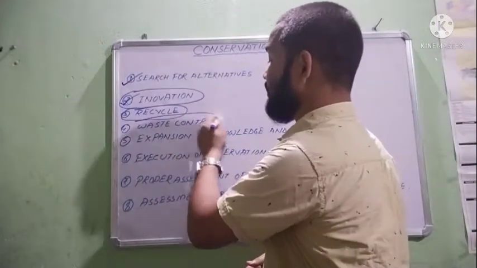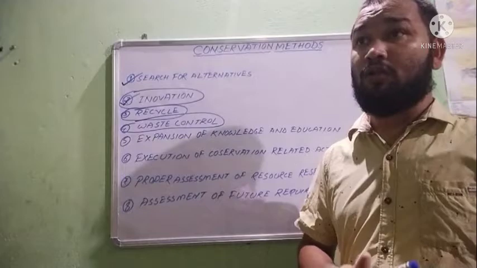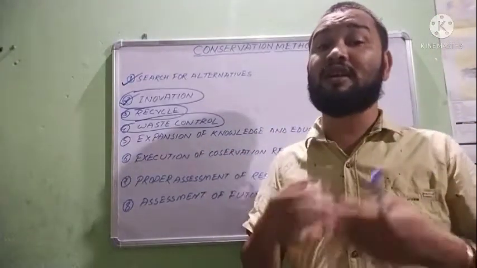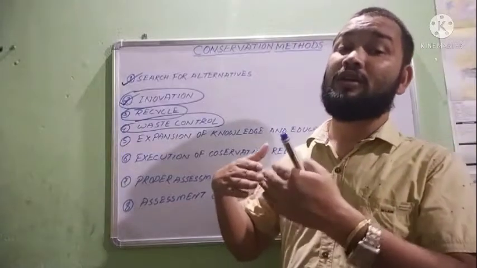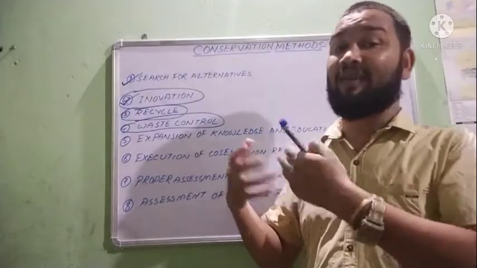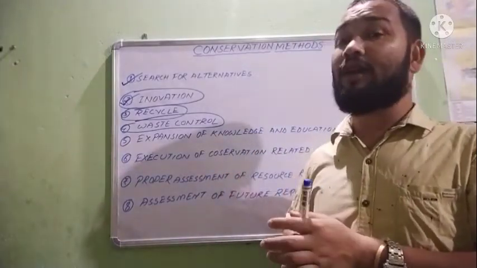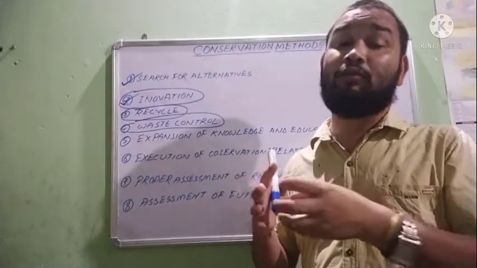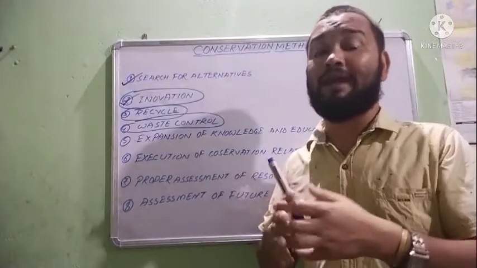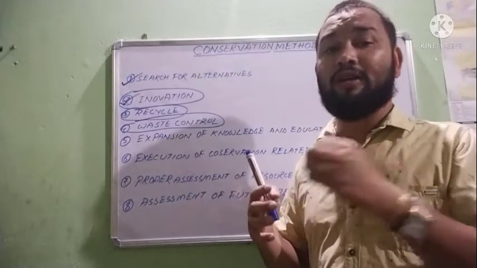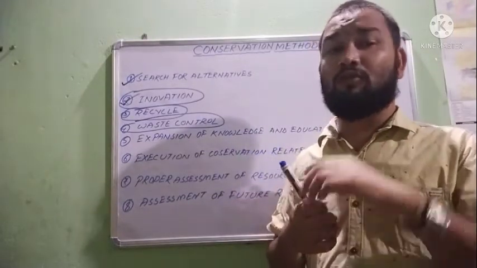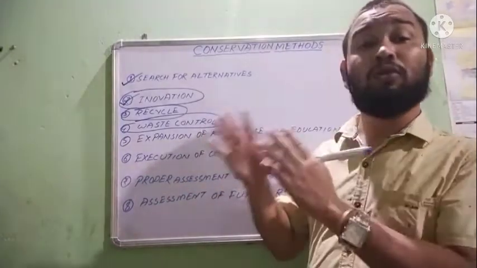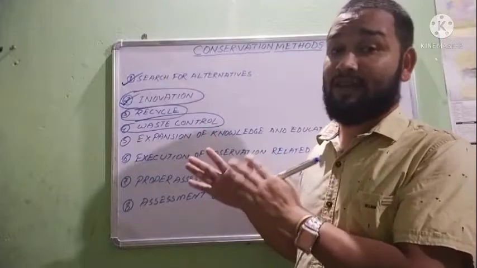Next is waste control. When we are producing other substances, when we are using natural resources, like coal and petroleum as a source of energy, we are wasting some amount. When we are making paper, we are using wood or bamboo. So we are wasting some of the products, some of the amount. So we should control that wastage.